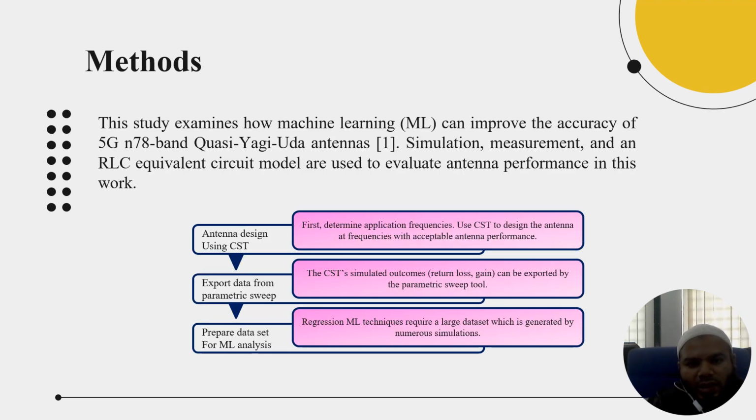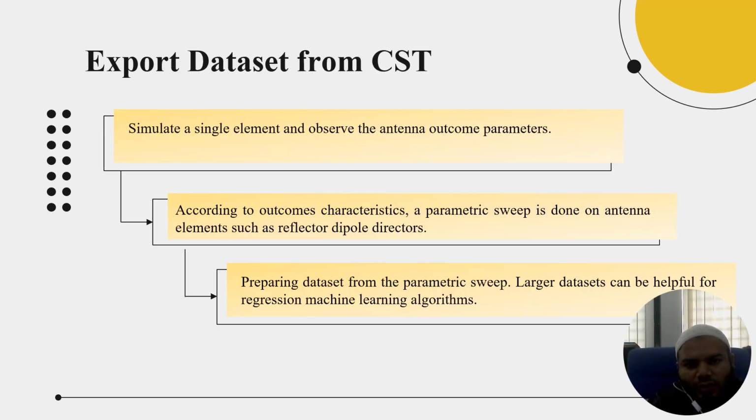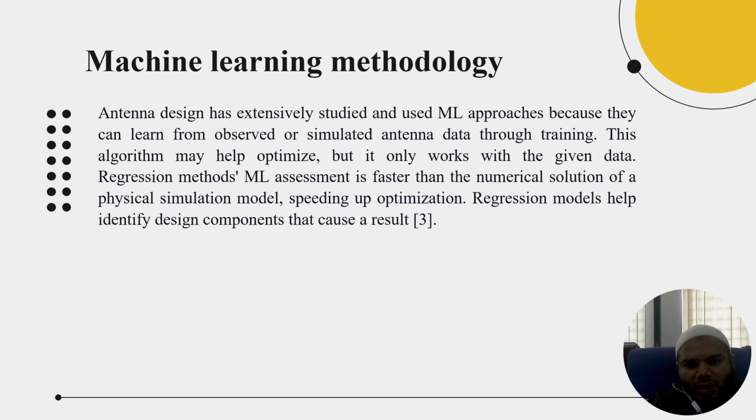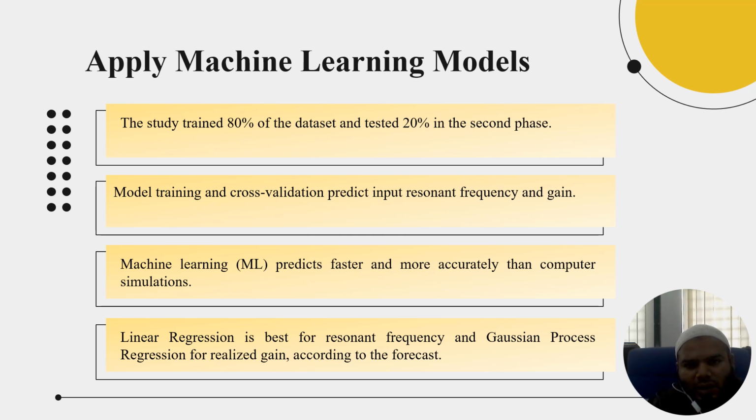So the methodology that has been used, how the data can be exported from the CST. At the very beginning, design an antenna in the CST, then export data by using the parametric sweep and prepare the data set for the machine learning analysis. How to export the data set from the CST has been discussed in the previous slide. The machine learning methodology comes in the next slide, how we apply the machine learning methods.